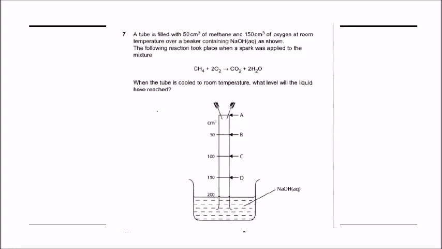Okay, so we've got a tube, and that tube has been filled with 50 cc's of methane and 150 cc's of oxygen. Now the first thing, if you're on the ball here, you will notice is that 50 cc's of methane will only be able to react, because it's a 2-to-1 ratio, with 100 cc's of oxygen. So that tells me at the end of this reaction I'm going to have 50 cubic centimeters of oxygen left over unreacted.